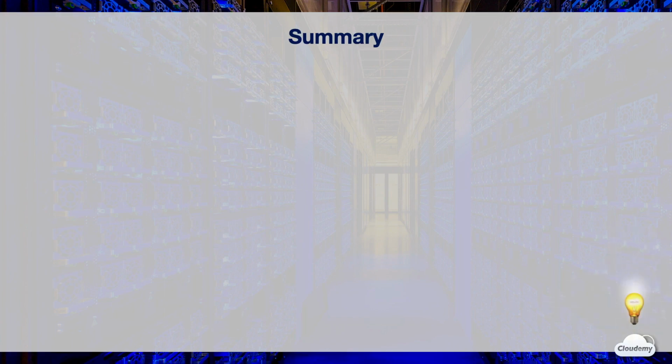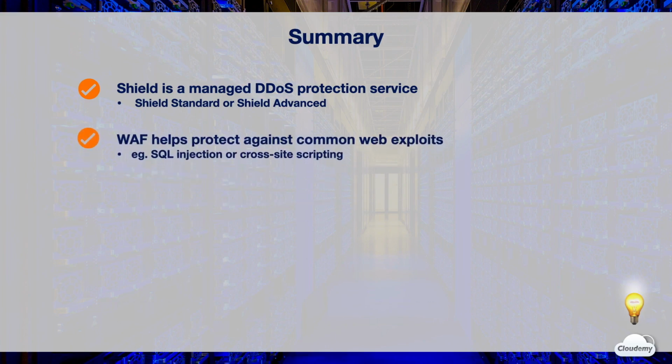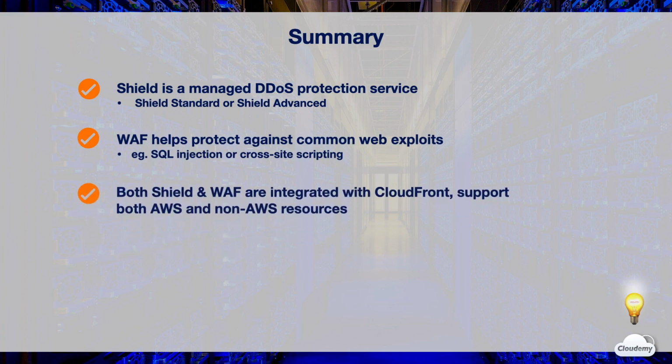In this episode, we've learned AWS Shield and AWS WAF. AWS Shield is a managed DDoS protection service that safeguards applications running on AWS. Shield comes with Shield Standard and Shield Advanced. By default, all AWS customers benefit from Shield Standard. It is free to use. AWS WAF helps protect websites and APIs against common web exploits, such as SQL injection and cross-site scripting. Both AWS Shield and WAF are integrated with CloudFront, and support both AWS and non-AWS resources.